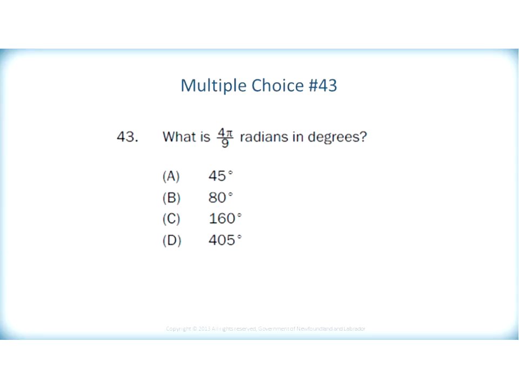What is 4 pi over 9 radians in degrees? If you're changing from radians to degrees, we have 4 pi over 9. When we go from radians to degrees, you multiply by 180 over pi. If you're going from degrees to radians, you would multiply by the reciprocal, pi over 180. So the pi's cancel out, and that would give us 4 times 180 over 9, which gives us 80 degrees.